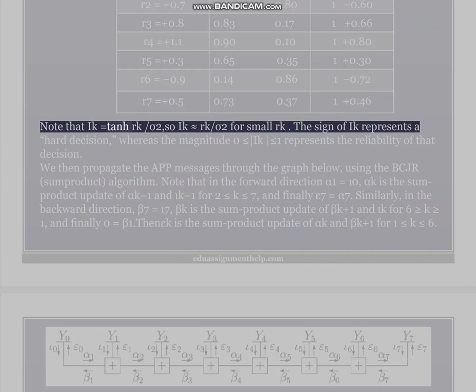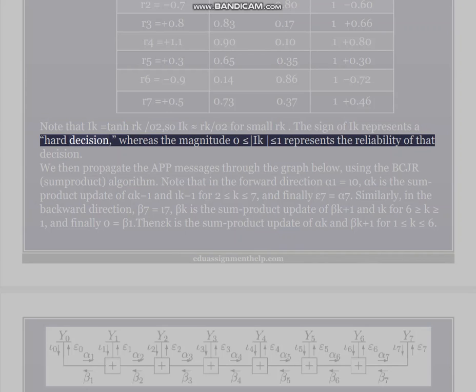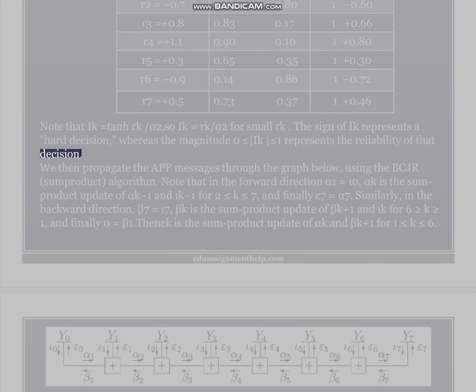Note that Ik = tanh(rk/σ²), so Ik is almost equal to rk/σ² for small rk. The sign of Ik represents a hard decision, whereas the magnitude 0 ≤ |Ik| ≤ 1 represents the reliability of that decision.